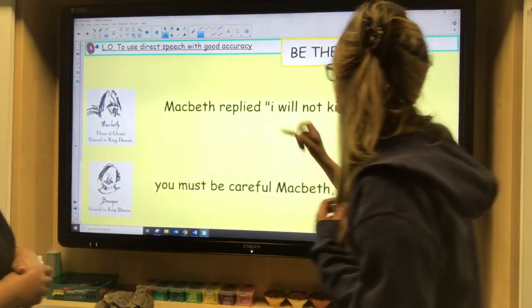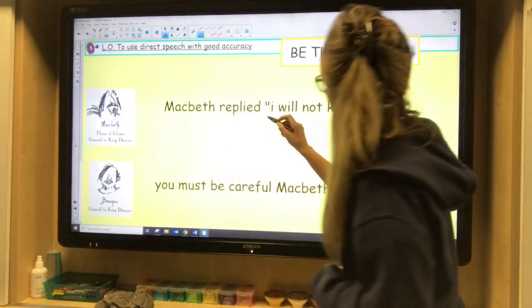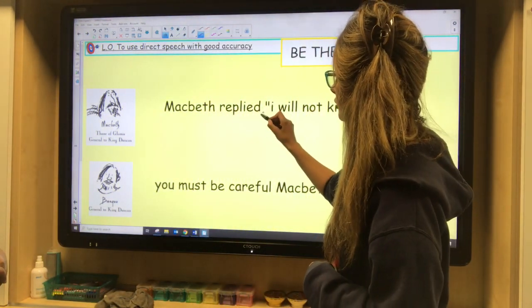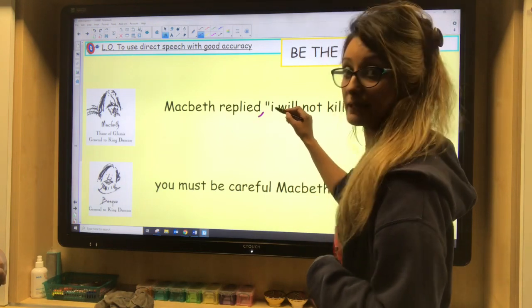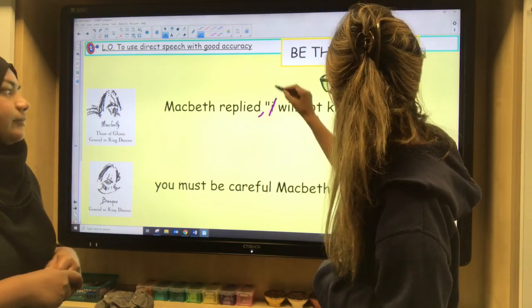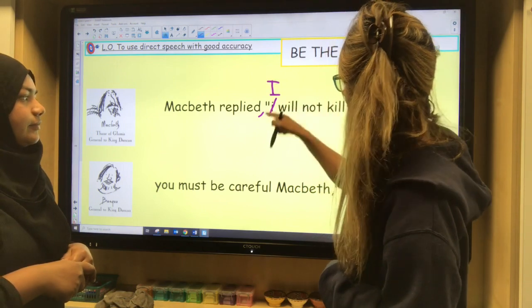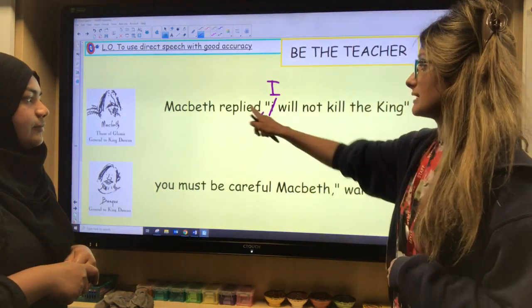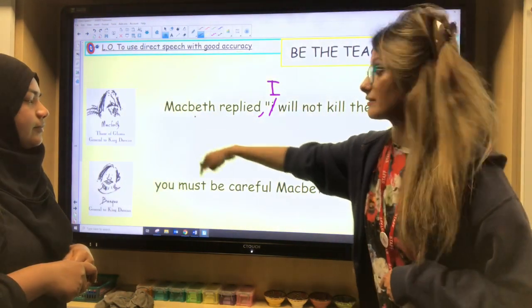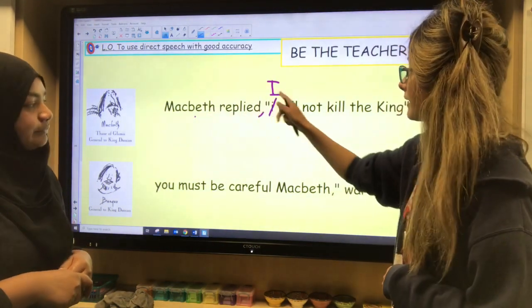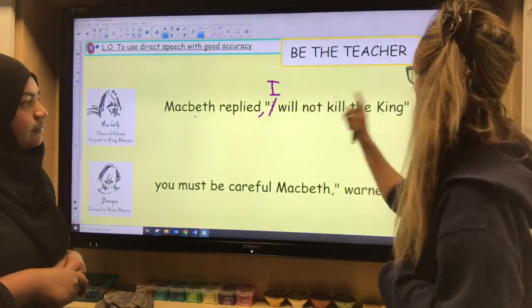Okay, so first things first, I've missed the comma here. Macbeth replied, comma. I must have that comma. I must have a capital letter here for an I, so I must have a capital I there. I've missed two of those things. The inverted comma is correct, the synonym for said is fine, and there's a capital letter at the start for Macbeth because it's also a proper noun. Macbeth replied, comma, open inverted commas, I will not kill the king.